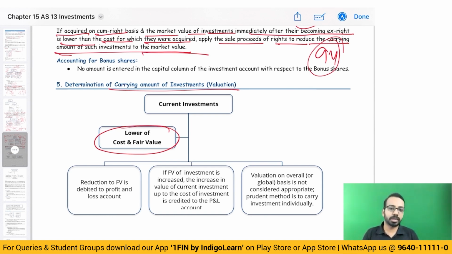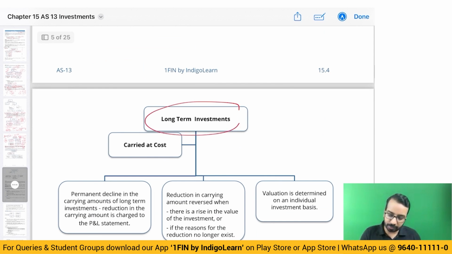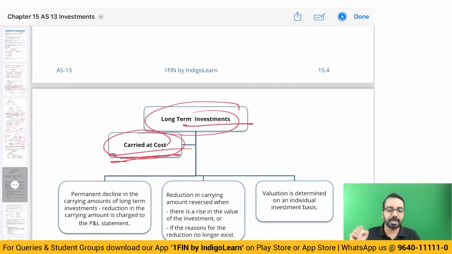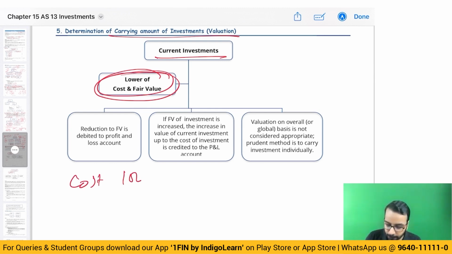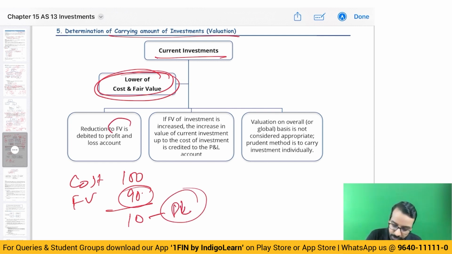Then, as far as investments are concerned, it is lower of cost and fair value. If it is a long-term investment, it is carried at cost. This is a very important theory point. When you get a theory question, you have to write: long-term investments are carried at cost, and current investments are carried at lower of cost and fair value. Now, if cost is 100 and fair value is 90, you will record it at 90. This 10 of loss is taken to P&L. So a reduction in fair value is debited to the P&L account.